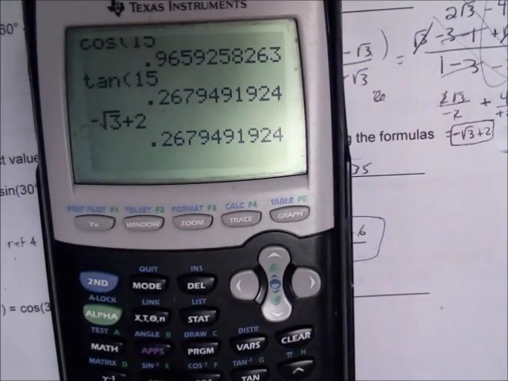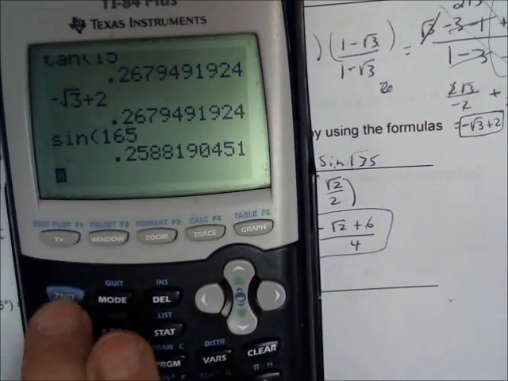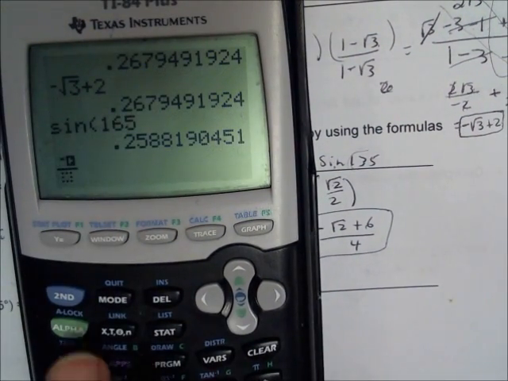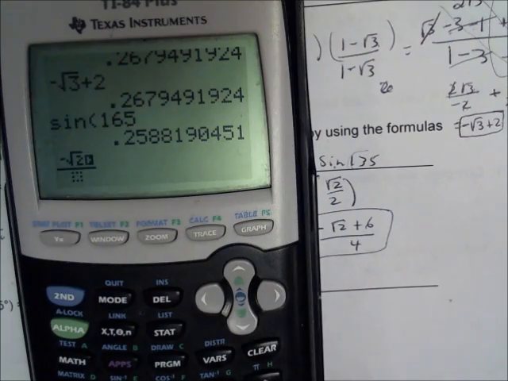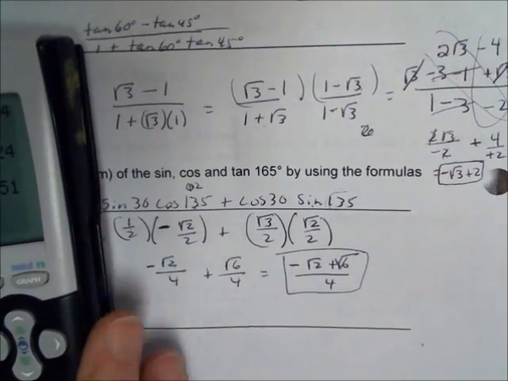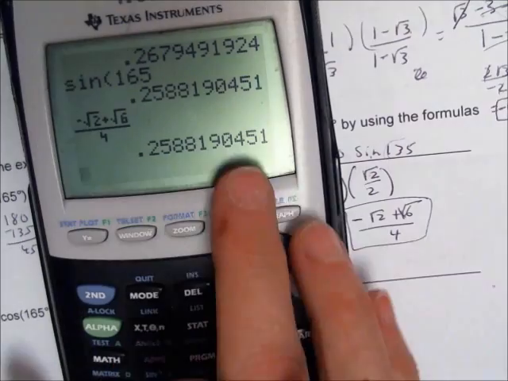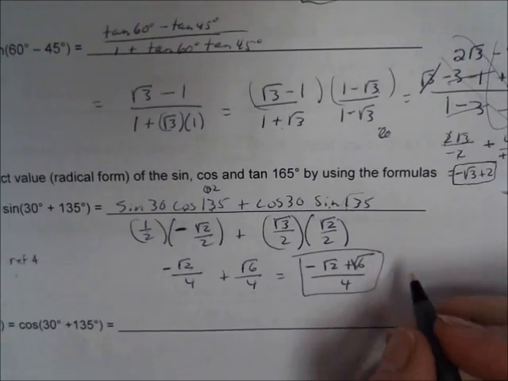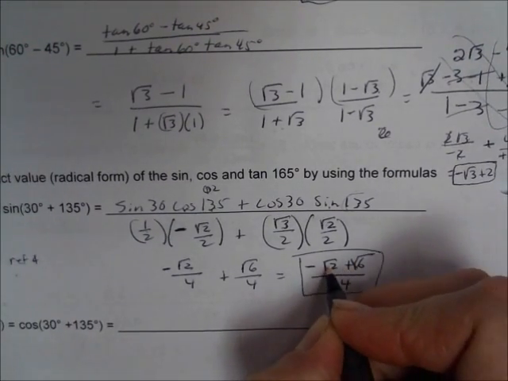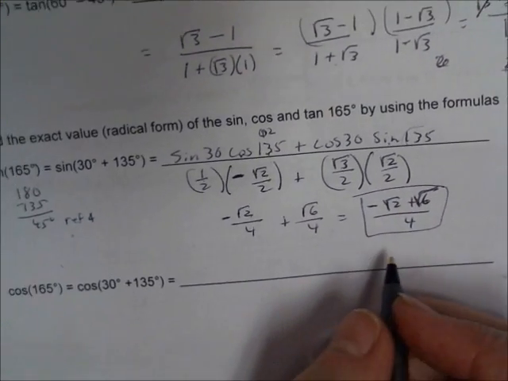Let's see if we're right. Sine of 165 is that, and negative square root of 2 plus the square root of 6 all over 4 is the same exact value. So we've got that checked.